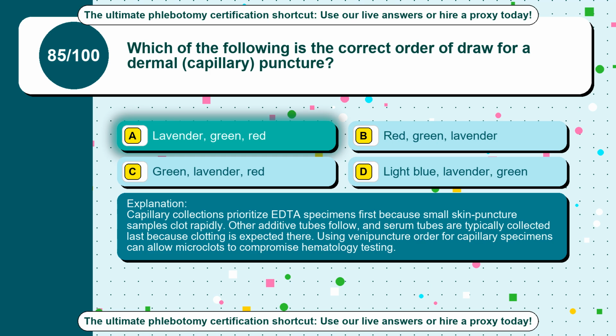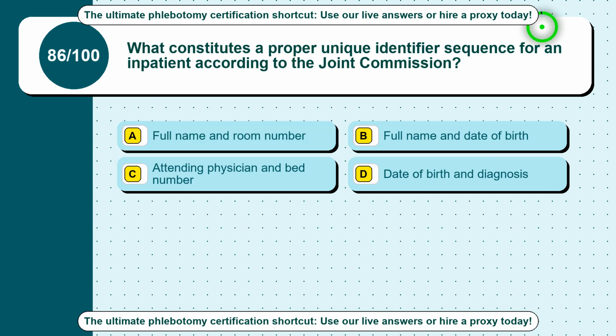Using venipuncture order for capillary specimens can allow microclots to compromise hematology testing. Question 86. What constitutes a proper unique identifier sequence for an inpatient according to the Joint Commission?